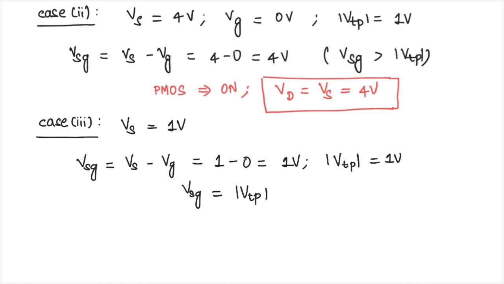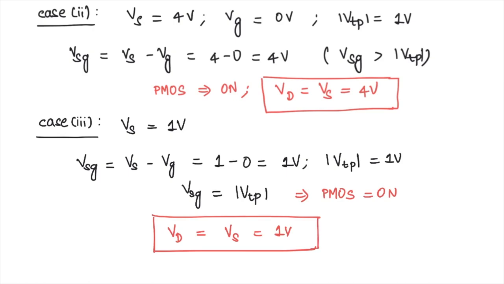So in this case also, my PMOS is in on state and it will pass VD, which will actually have VS equal to 1 volt. Now consider, what is this 1 volt? This 1 volt is nothing but our mod VTP. So it is passing the threshold voltage mod VTP. And now we'll proceed with the fourth case and understand why it is not capable of passing a strong 0.